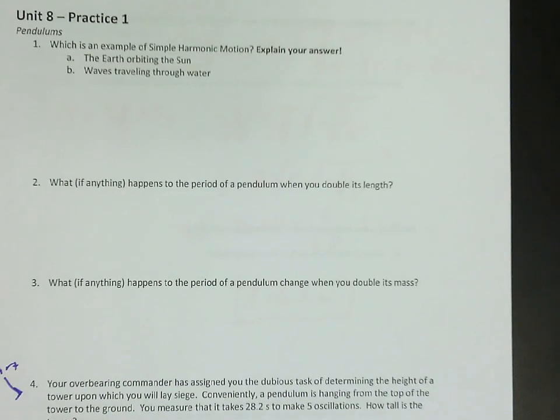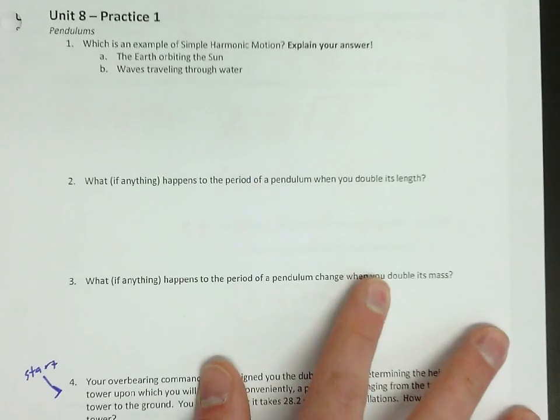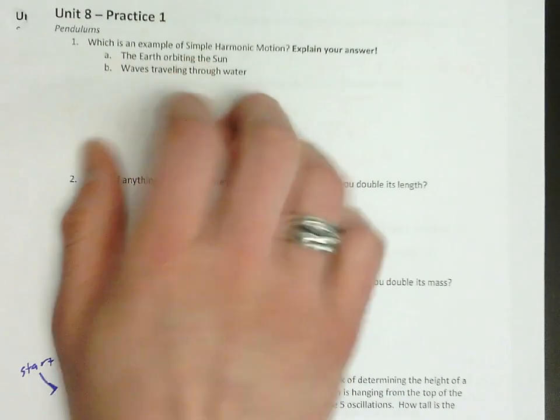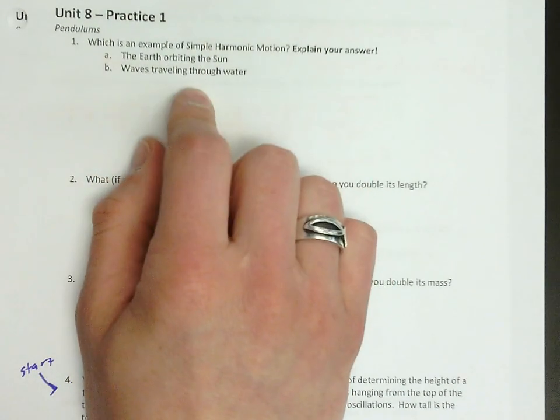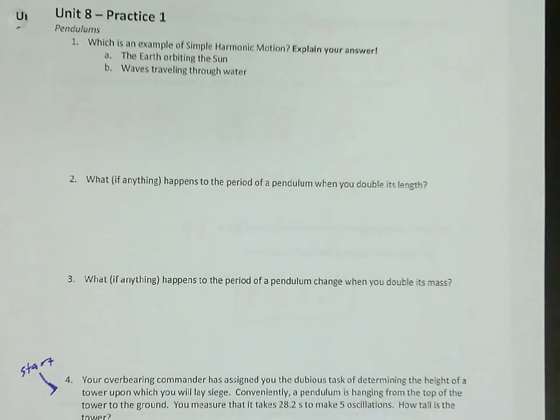So which is an example of simple harmonic motion, and explain your answer. I gave you two examples here, Earth orbiting the sun and waves traveling through the water. You should be able to do two things. You should be able to get an example and tell me if it's simple harmonic motion or not. And you should be able to give me an example and explain why it's simple harmonic motion or not.